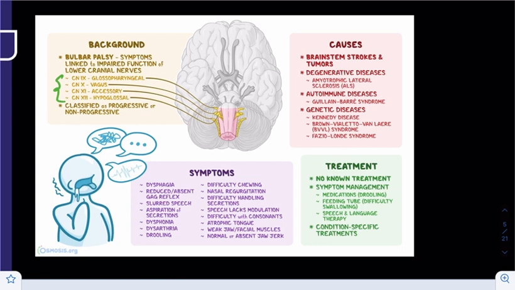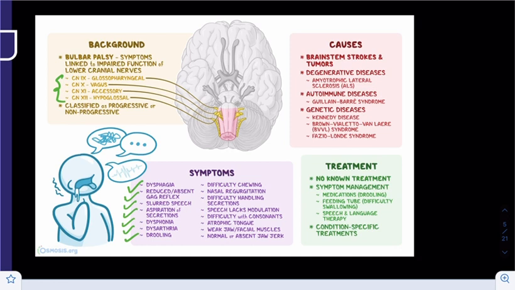Then what will be the clinical features that you come across in patients with bulbar paralysis? Because of the paralysis of the 9th as well as the 10th, the individual will have dysphagia, reduced or absent gag reflex, slurring of the speech, aspiration of the secretions. There will also be dysphonia, dysarthria, and drooling of the saliva.